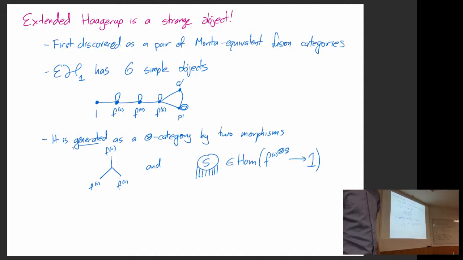Okay, so I'm going to spend a few minutes at the end here just telling you about this strange object, extended Haagerup. So it was first discovered in a language that didn't mention fusion categories at all. People first noticed this object in studying subfactors, and the algebraic analog of the theory of subfactors, or at least finite depth subfactors, is to study a pair of fusion categories and a Morita equivalence between them. So a Morita equivalence is just like a Morita equivalence in ring theory.